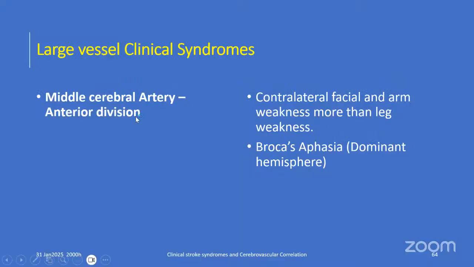So this is the anterior division. If you want to study the divisions separately, what are the features? Mainly two: contralateral facial and arm weakness more than the leg, and Broca's aphasia in the dominant hemisphere. That is the right hemiparesis with left cerebral hemisphere stroke.